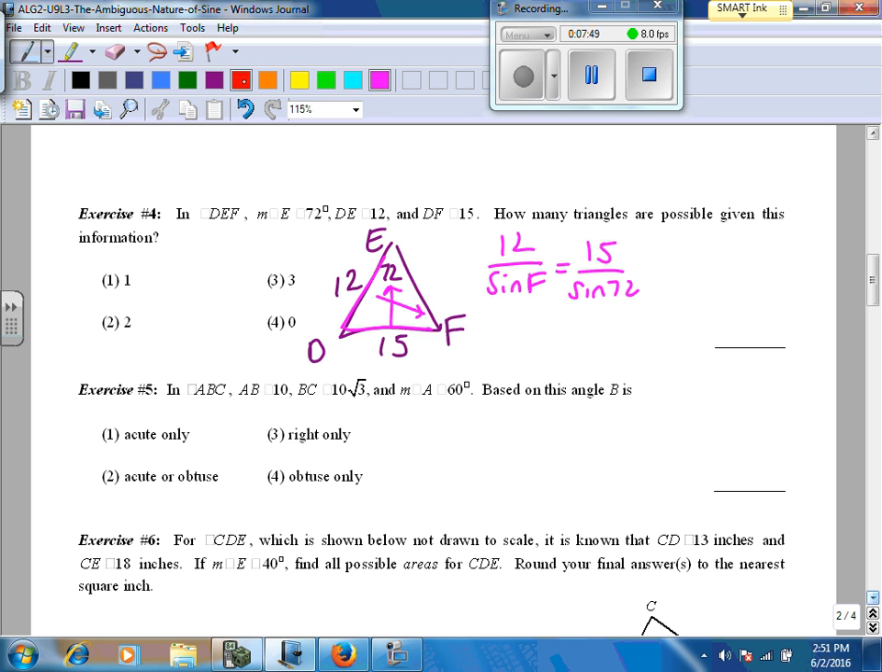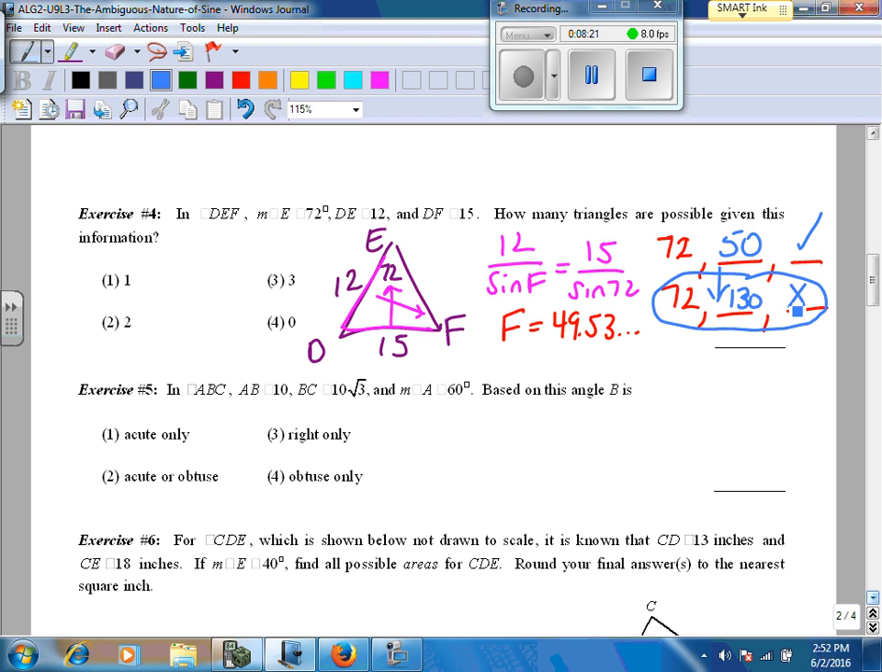You may want to pause me so that you can figure out the answer yourself. F ends up being 49.53, etc. So about 50 degrees. So we have the 72 degree angle given, blank and blank, blank and blank. So angle F could be about 50 degrees, or it could be 130. Is there room for a third angle here? Yes. Is there room for a third angle here? No, we're already at over 200 degrees. So how many triangles are possible? 1.